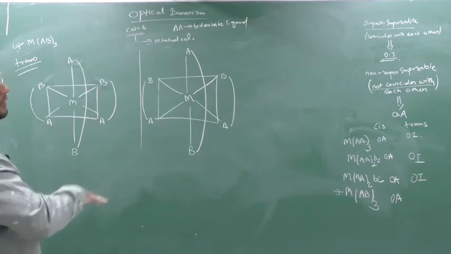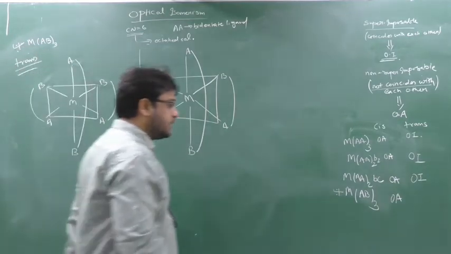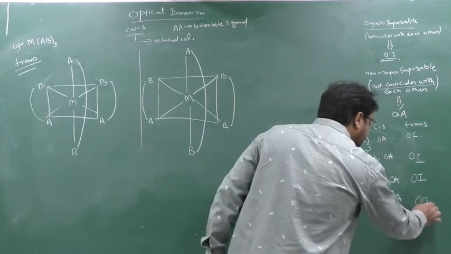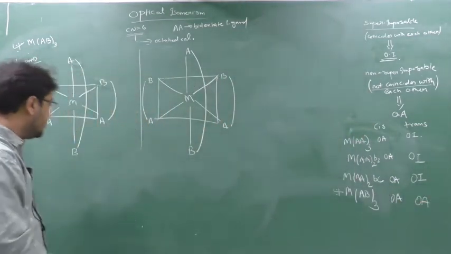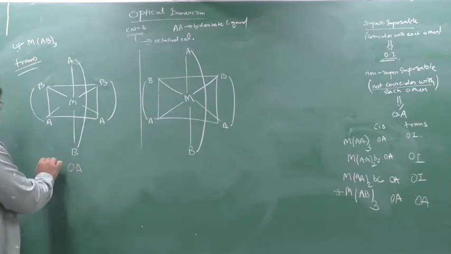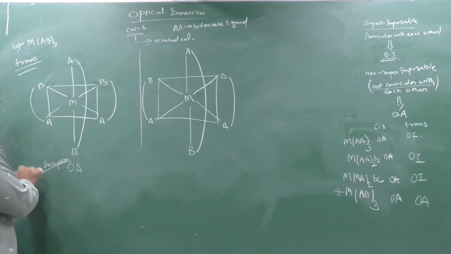Superimposable means what? Coincide with each other. Optically inactive. But you have to say here optically active. It's an exception. Optically active. Exception, beta. Optically active. Clear? Why?